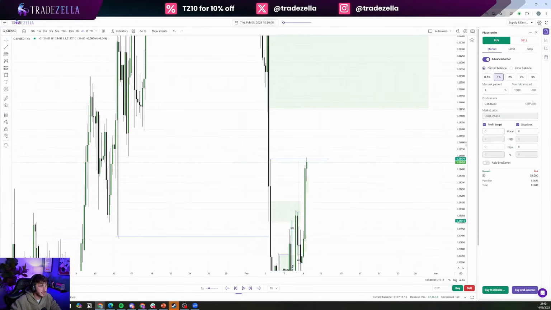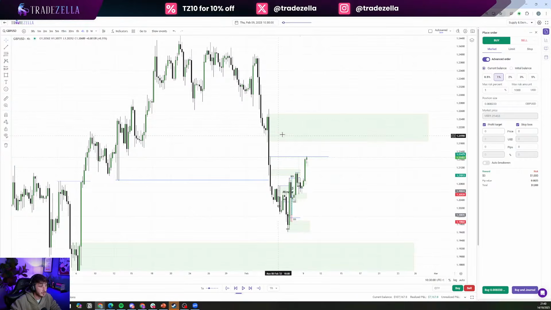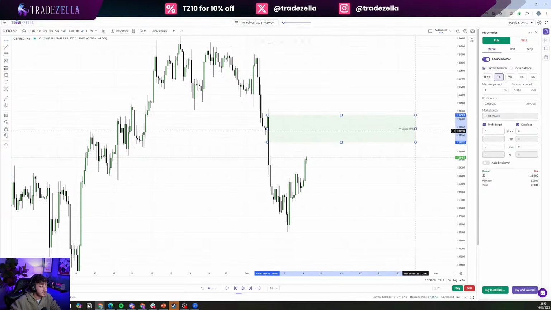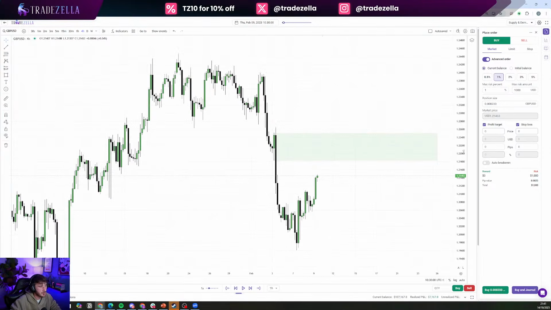So at this point, I'm looking at our next trade to be this 4-hour area of supply. So what I'm going to do is go and clear my chart here and get a fresh outlook, right? So this is my 4-hour area. This is a high probability area.